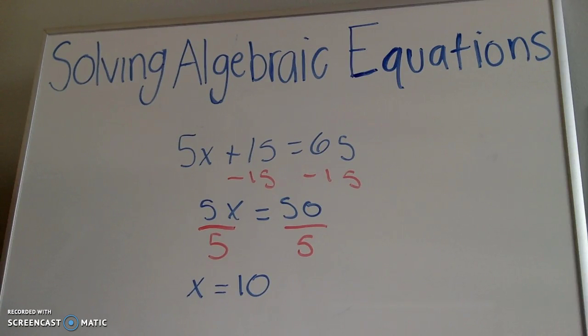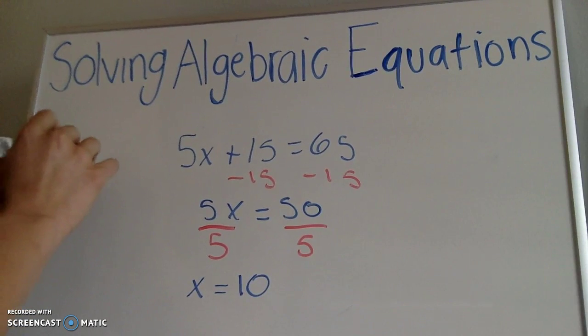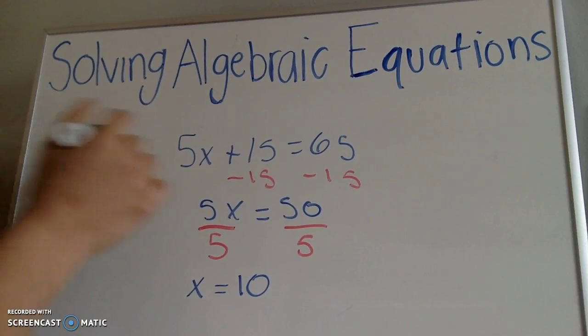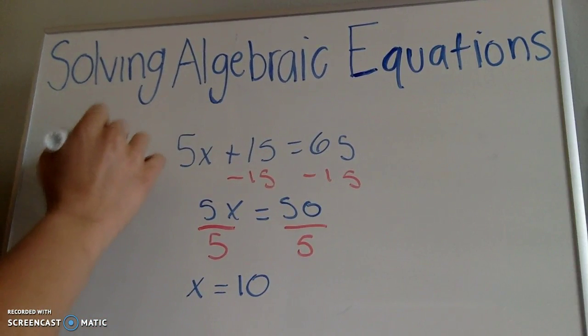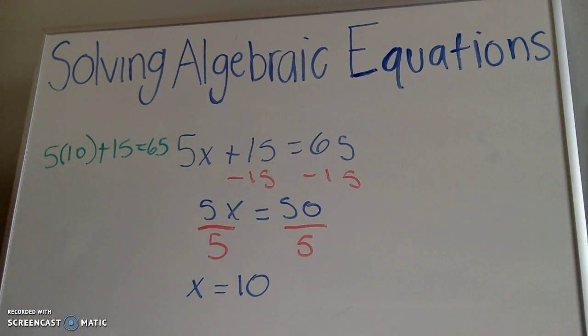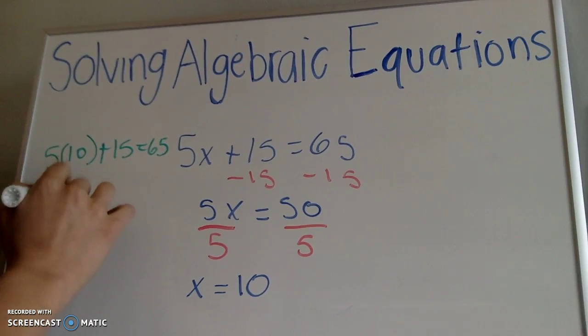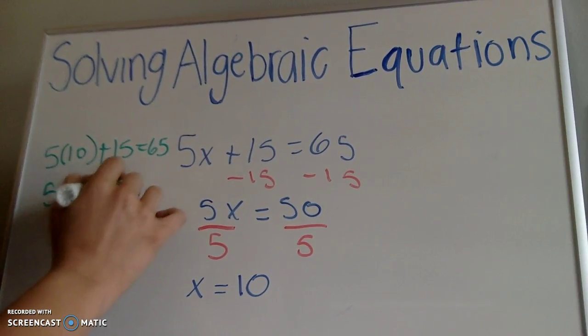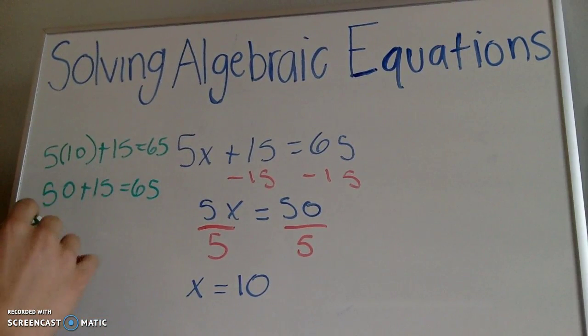To make sure we have done correct calculations, let's check our work by plugging in 10 where the x was, and then copying the rest of the equation. We have to distribute the 10. So 50 plus 15 equals 65. And yes, this is correct.